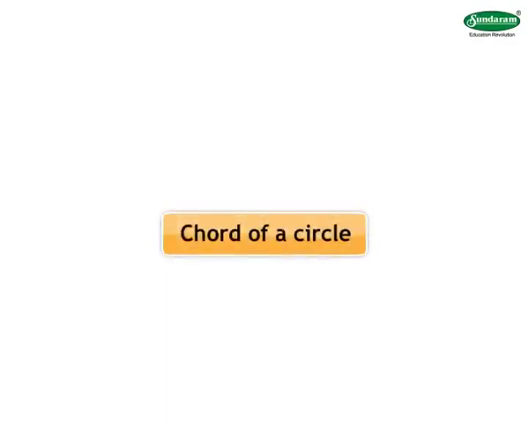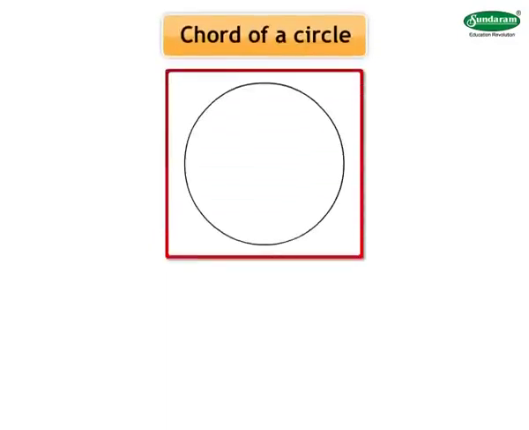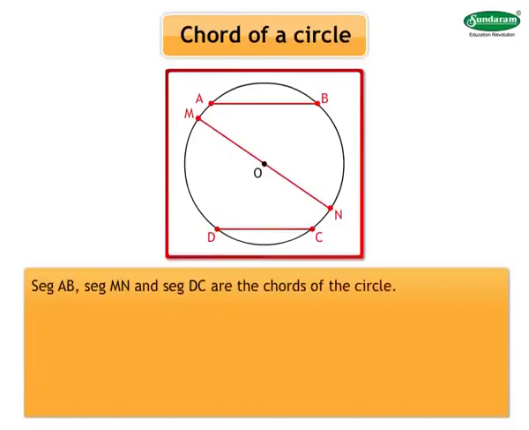Let's move to the chord of a circle. Look at the figure of the circle. O is the center. A, B, M, N, D, C are the points on the circle. Join points A and B. AB is a segment joining points A and B. Join points M and N. MN is a segment joining points M and N. Join points D and C. DC is a segment joining points D and C. All these segments are chords of the circle.